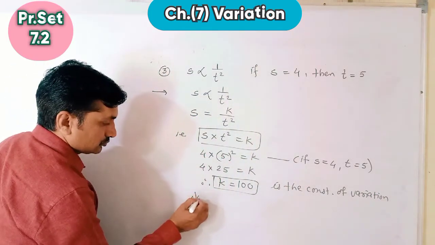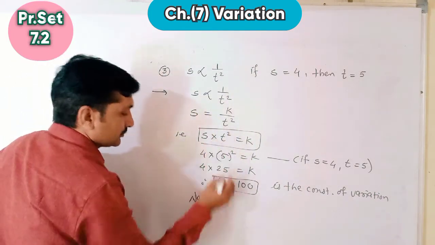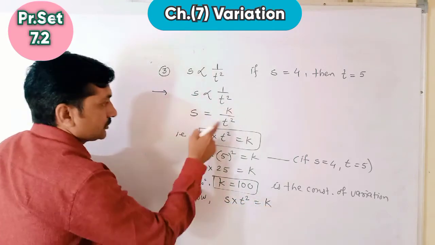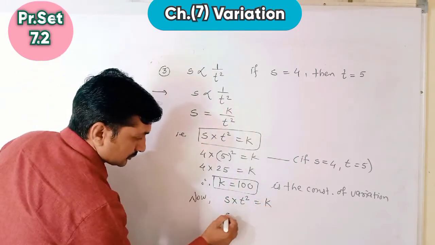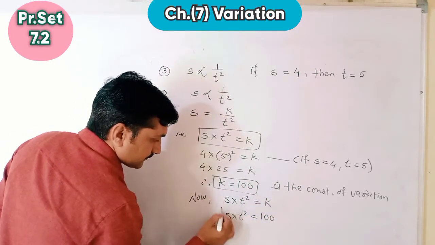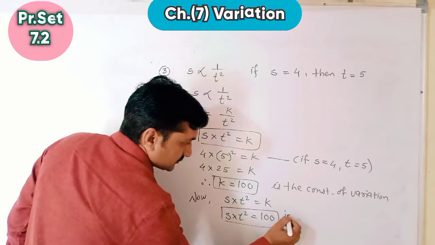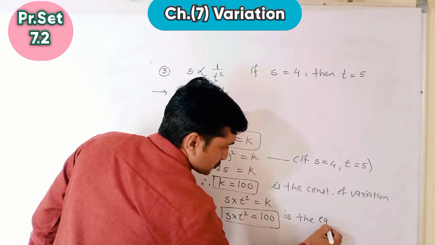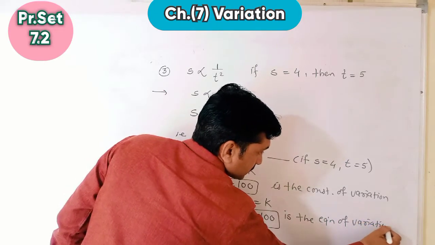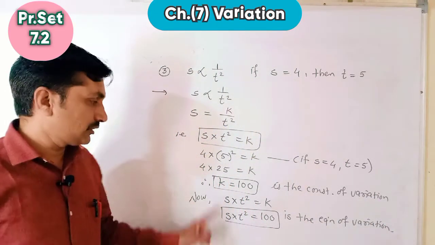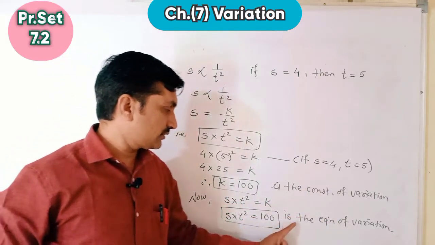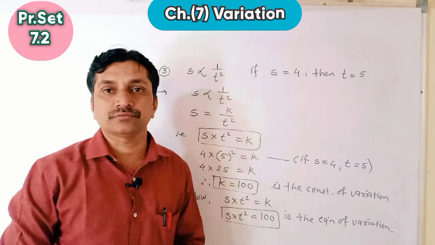Now S multiplied by t square is equal to k. S multiplied by t square, k value is 100, and this is the equation of variation. K is equal to 100, the constant of variation. S into t square is equal to 100 is the equation of variation.